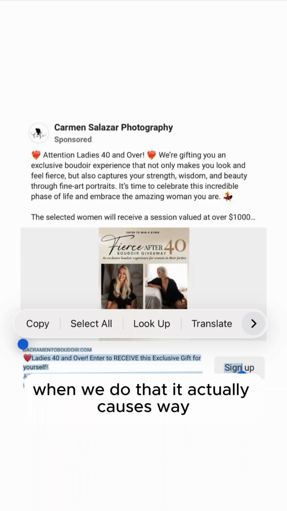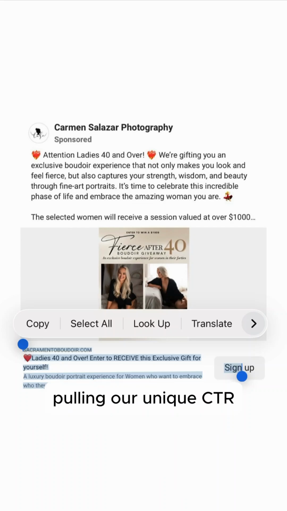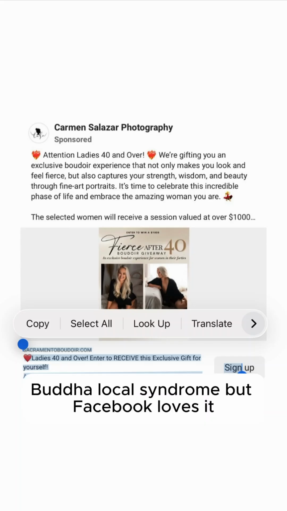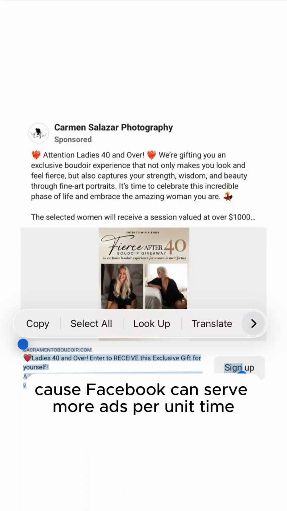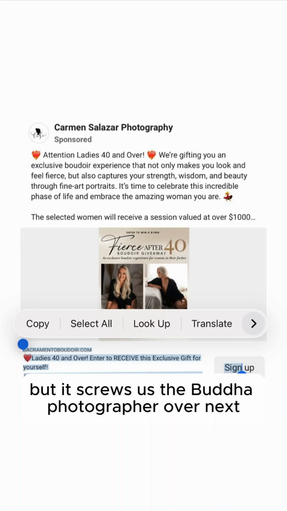When we do that, it actually causes way, way, way more women to scroll by our ads than necessary, pulling our unique CTR under 6% and contributing to BLCS, Boudoir low click syndrome. But Facebook loves it because Facebook can serve more ads per unit time, earn more money per unit time, but it screws us, the boudoir photographer, over.